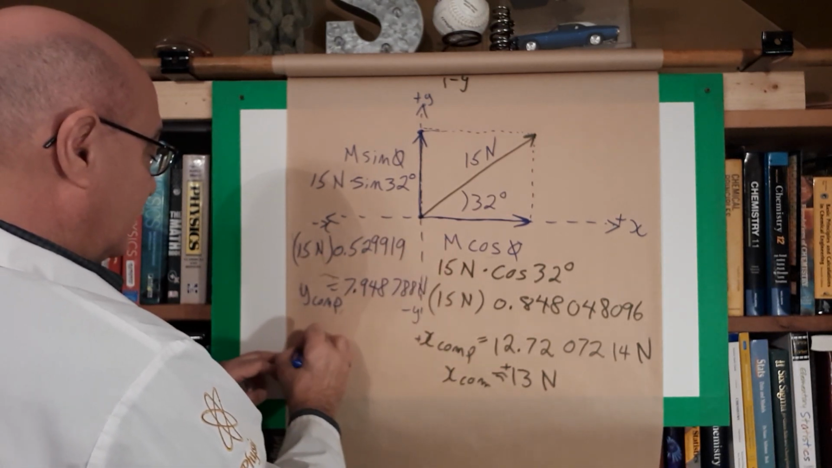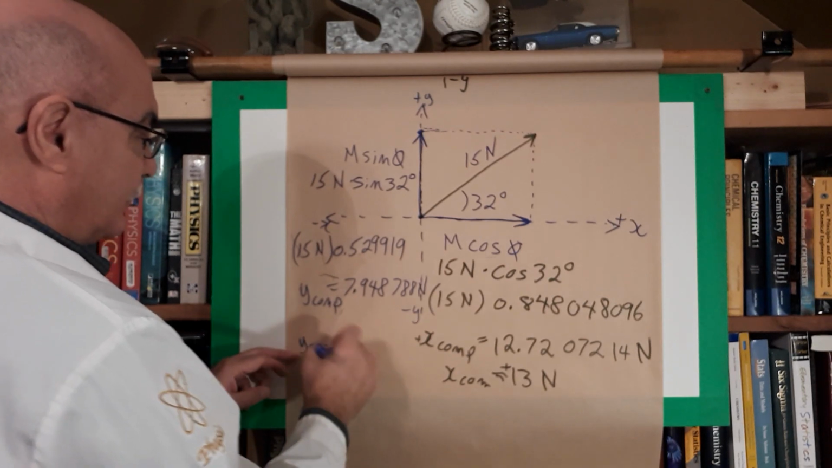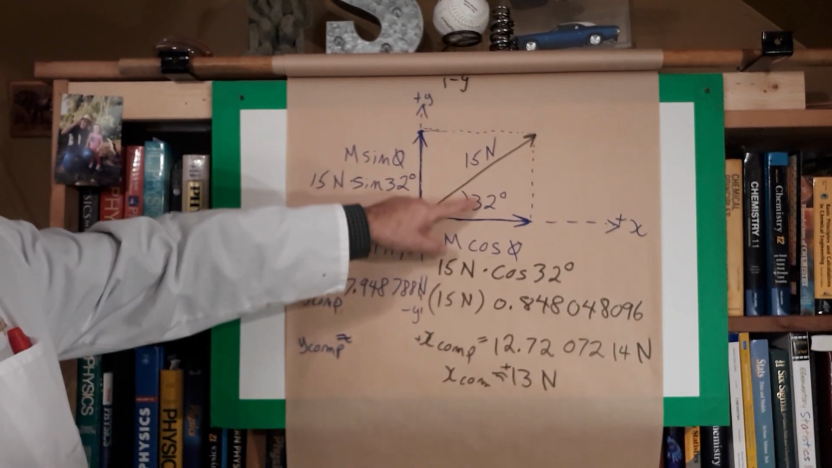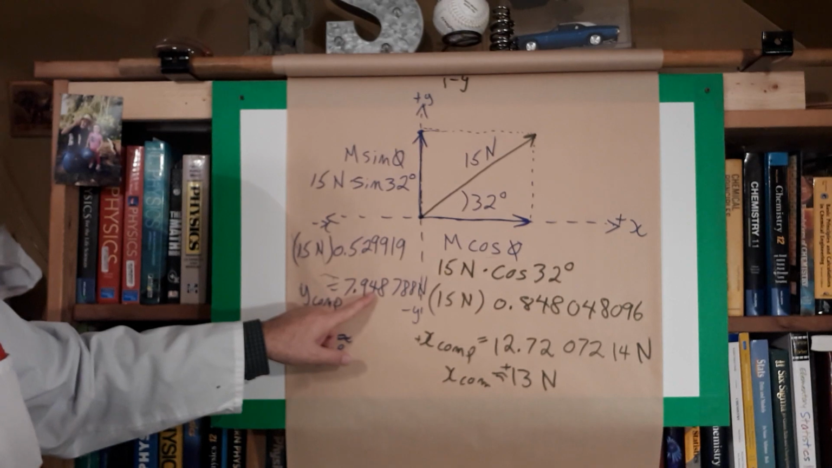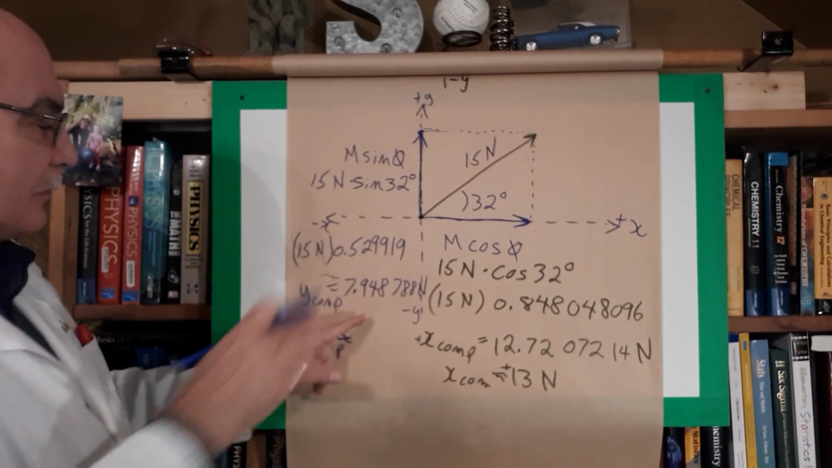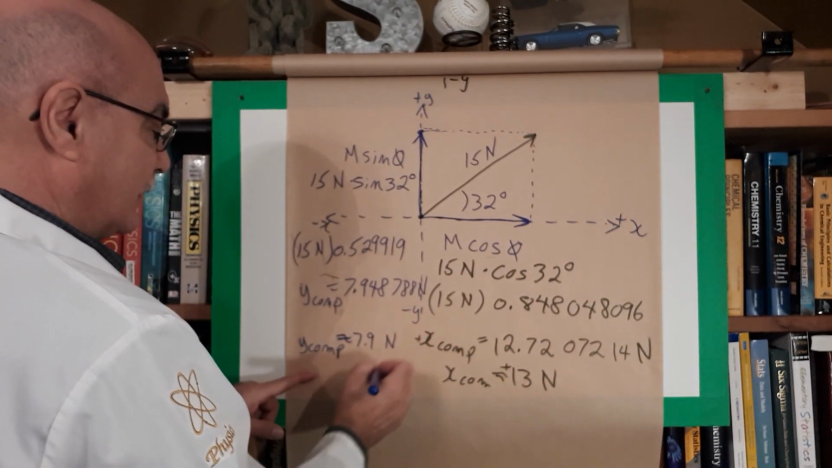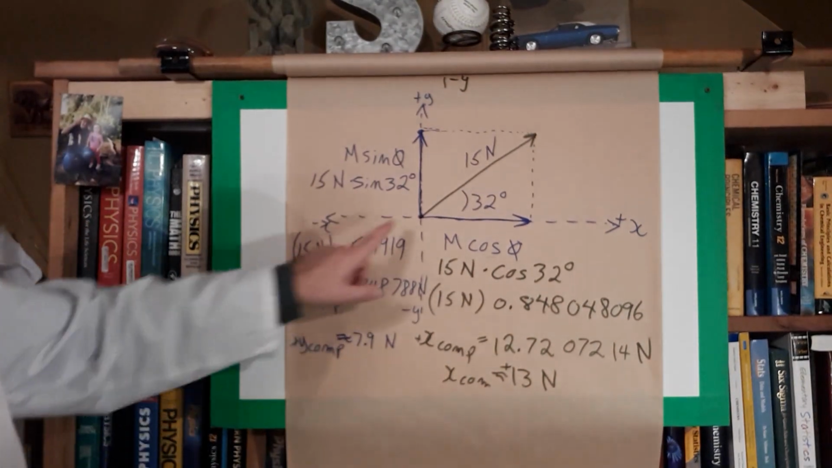The y component is approximately, reduced to proper significant figures, 2 sig figs were given. Therefore, we're going to reduce this to 2 sig figs, 7.9. Look at the next one. The next one's a 4, and we're going to round down to 7.9 newtons. And it's in the positive y direction.